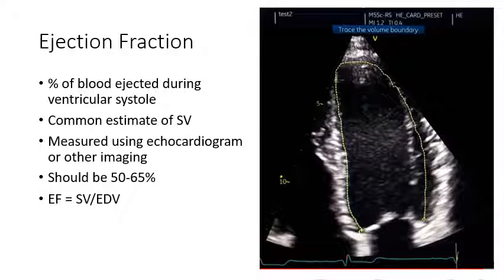In general, your ejection fraction should be between 50 and 65%, meaning that about half of the blood, or a little bit more than half of the blood that's in the ventricles, is going to be moved out. Once you have your ejection fraction, you can also calculate the stroke volume using the equation ejection fraction equals stroke volume divided by end diastolic volume, which you would get by looking at this as well.